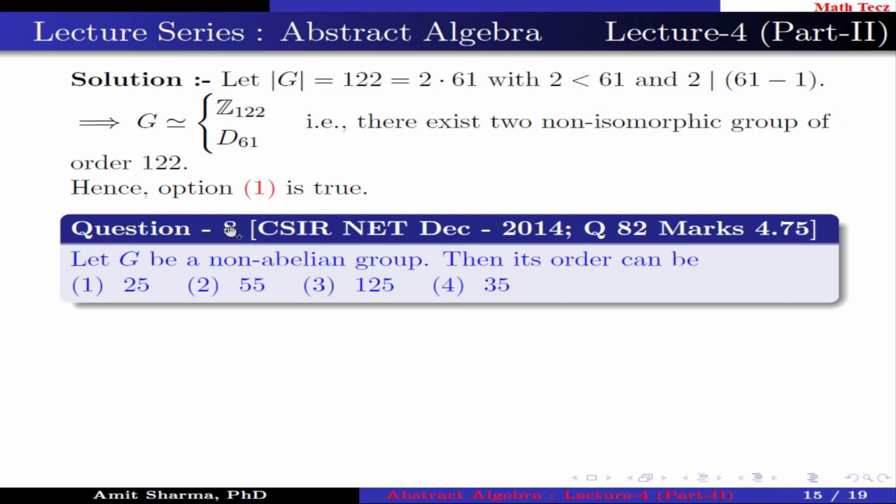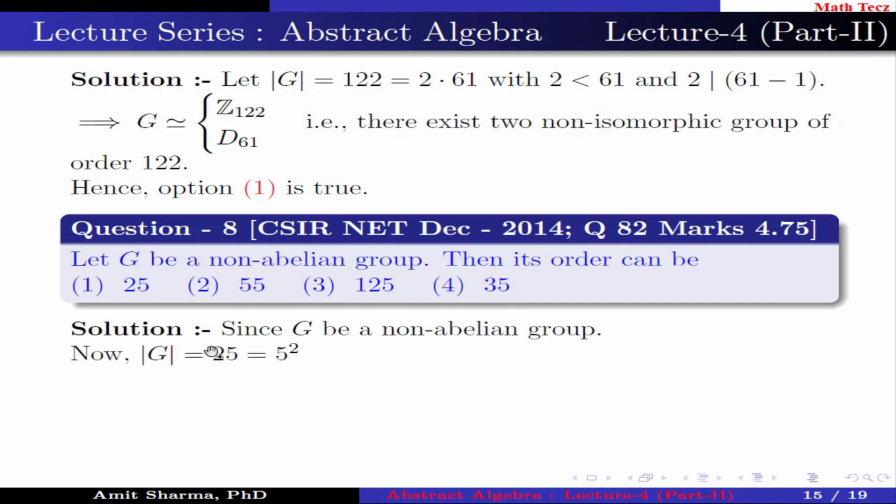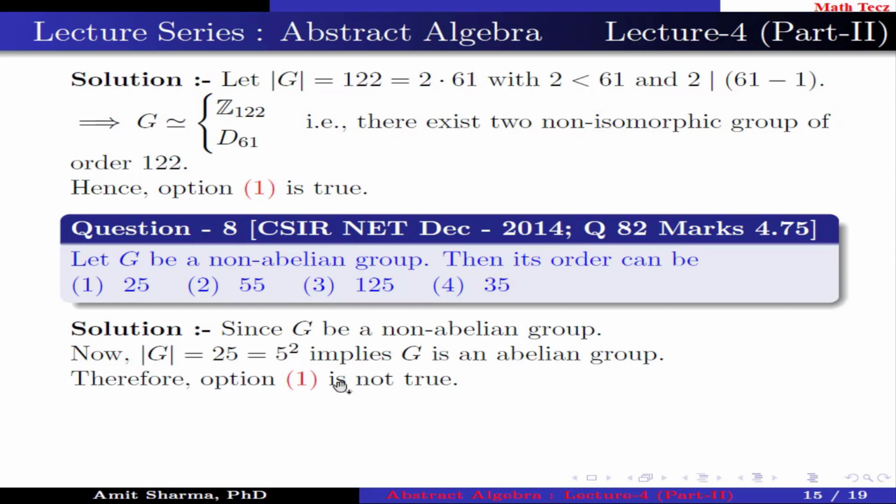Question number 8. This question was asked in the CSIR NET exam in December 2014. Let G be a non-abelian group, then its order can be: option 1, 25; option 2, 55; option 3, 125; option 4, 35. Since G is a non-abelian group, now the order of G is 25, which can be written as 5 square, implies G is an abelian group. Therefore, option 1 is not true.